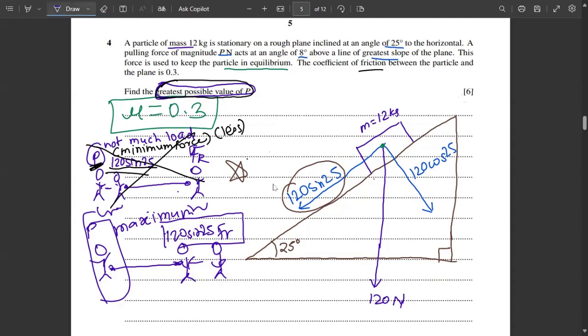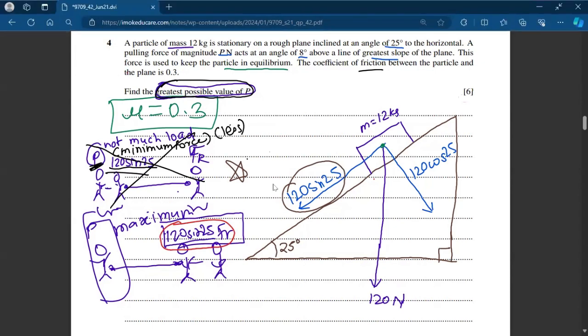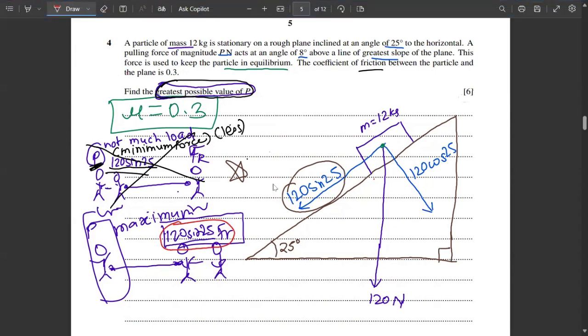Now, how can 120 sine 25 and Fr act in the same direction? The direction of 120 sine 25 is fixed. Why? Because it is because of the force of the weight, so it will always act downwards. So Fr must also act downwards now, because we want to maximize P. So this is Fr. Why do we want to maximize P? Because we have to find the greatest possible value of P.